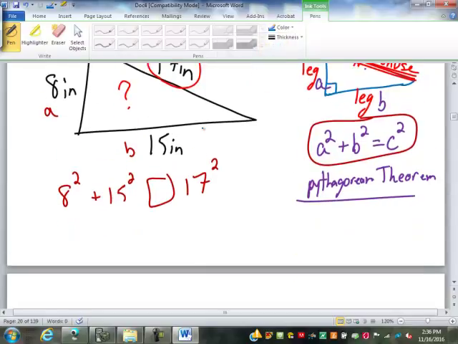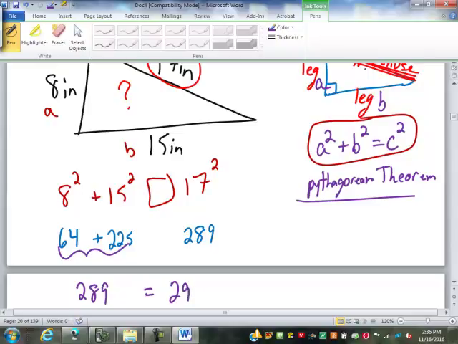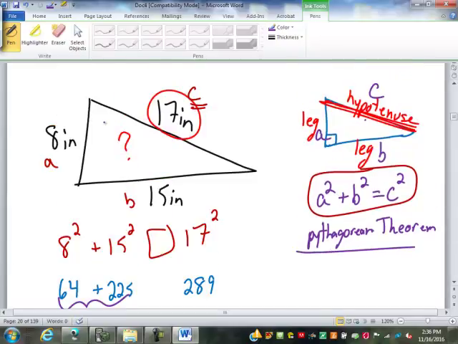So 8 squared is 8 times 8, or 64. 15 squared is 15 times 15, or 225. 17 squared, 17 times 17 is 289. If I add 64 plus 225, I get 289. They are equal. Since they're equal, that means that this is a right triangle, and the right angle must be between the two legs, the 8 and the 15.